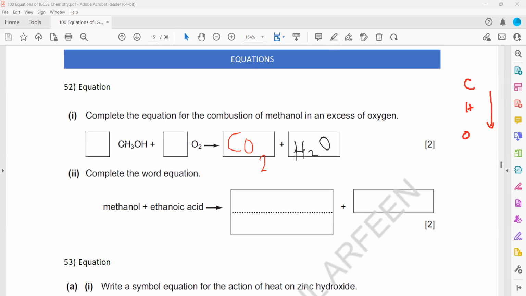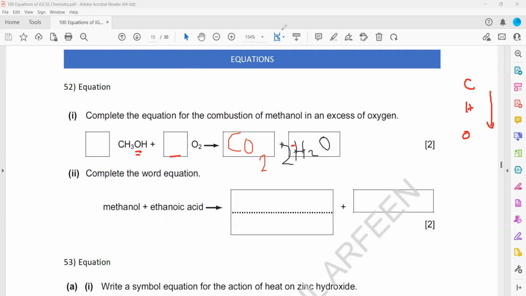So we start with carbon. The carbon is already balanced, so we don't have to put anything. And then hydrogen: 3 plus 1, 4 are there, so we put 2, and hydrogen is balanced. What about oxygen? There are 2 oxygen here and 2 oxygen, 4. And 1 is already there, so I need 3 more. So I'll write 3 by 2, or I can say 1.5.